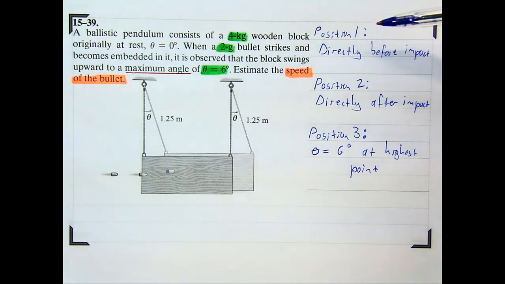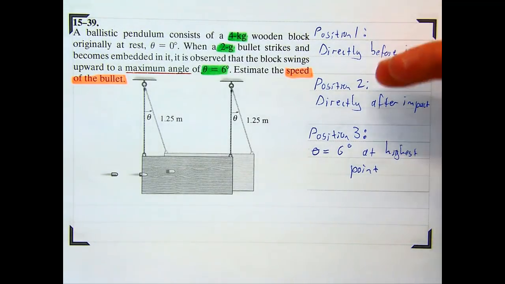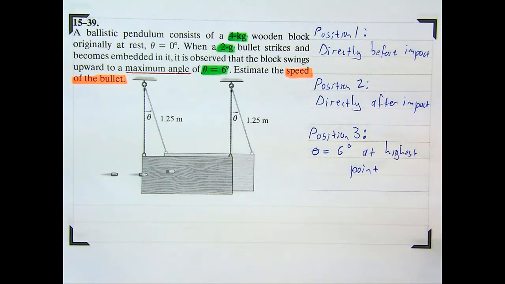So as the motion occurs from position 1 to 2 and to 3, from position 1 to position 2 is when a collision takes place. When a collision takes place between these two objects, we can use conservation of momentum and say that the momentum of the bullet and the block together will be conserved. Energy would not be conserved while that collision takes place, but momentum would be conserved.